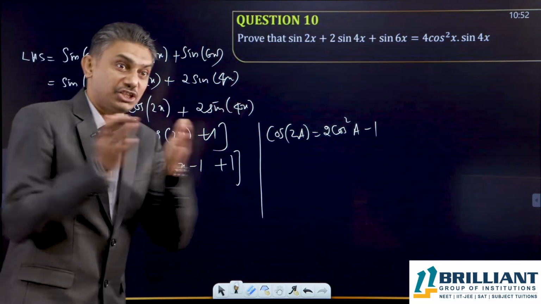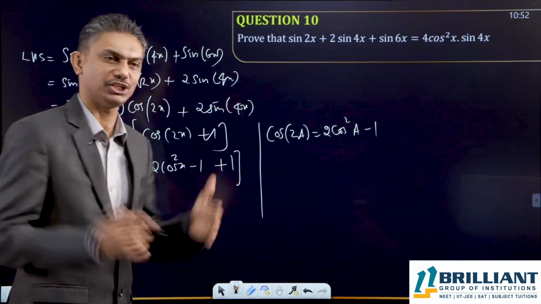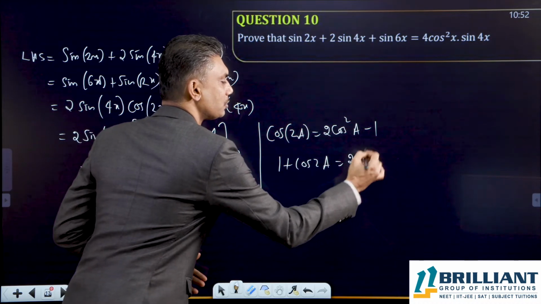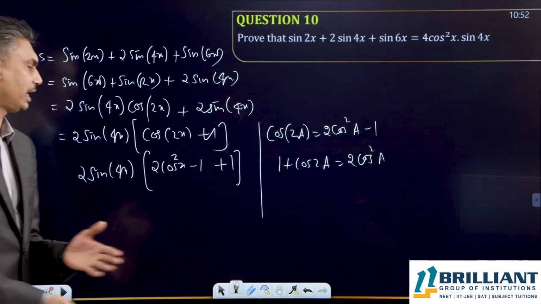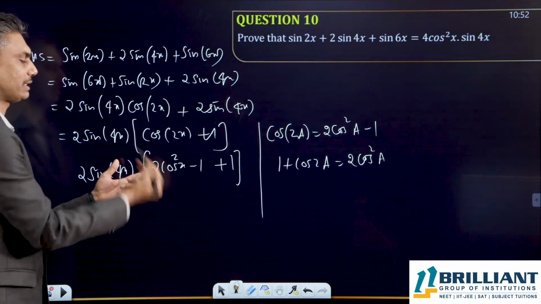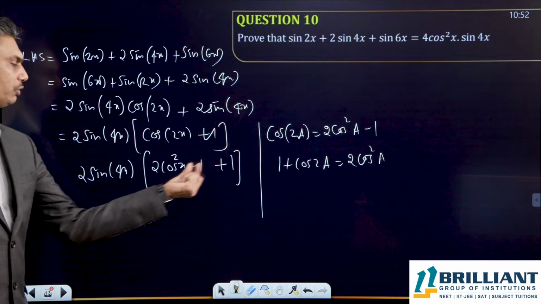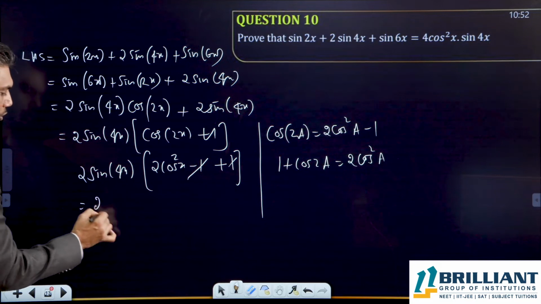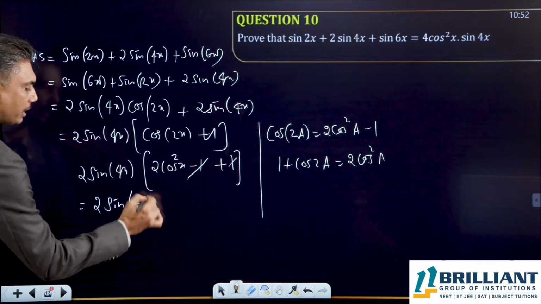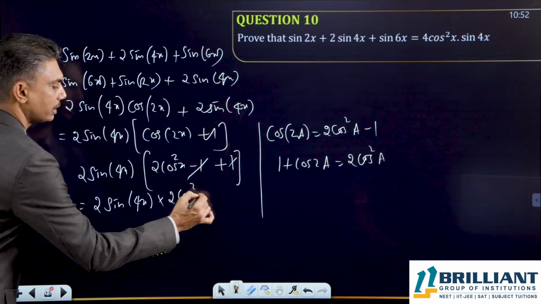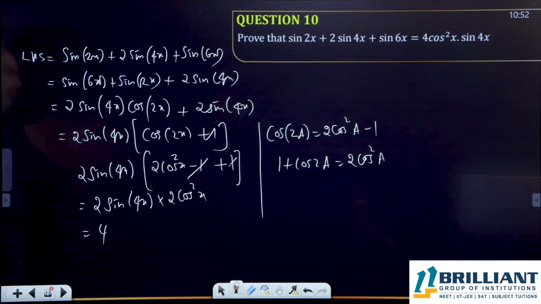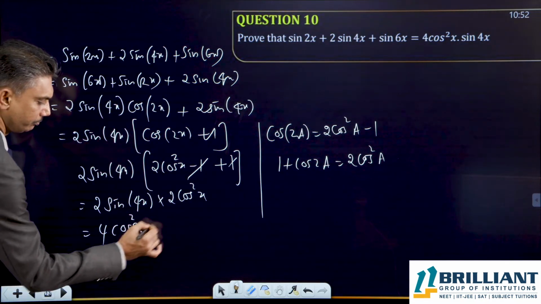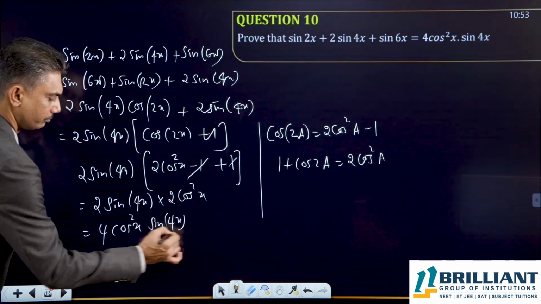Or even if you have attended my theory class, I have given you an additional formula. 1 plus cos 2a is equal to what? 2 cos square a. If you know that formula, you can directly write 1 plus cos 2x is 2 cos square x. So, no need to make 2 cos square x minus 1 plus 1. Now, this will get cancelled. This is equal to 2 sin 4x into 2 cos square x. What is 2 into 2? 4. We need 4 cos square x into sin 4x, equal to RHS.